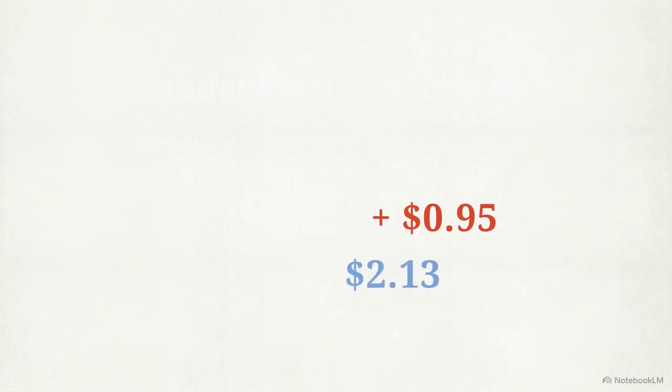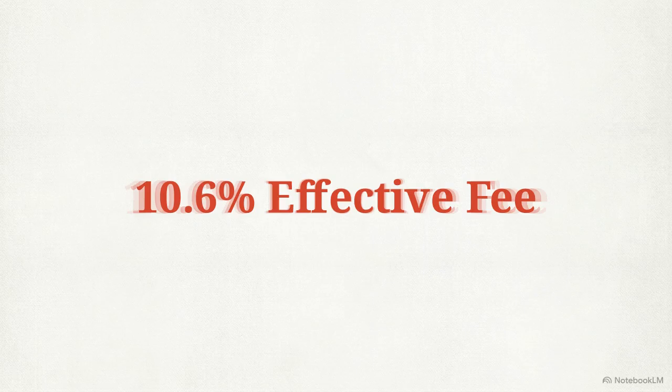Let's run the math on a standard $20 a month software subscription. You pay the 5.9%, which is $1.18, plus that fixed 95 cents. That totals $2.13 every month. Your actual effective fee just crossed 10.6%.